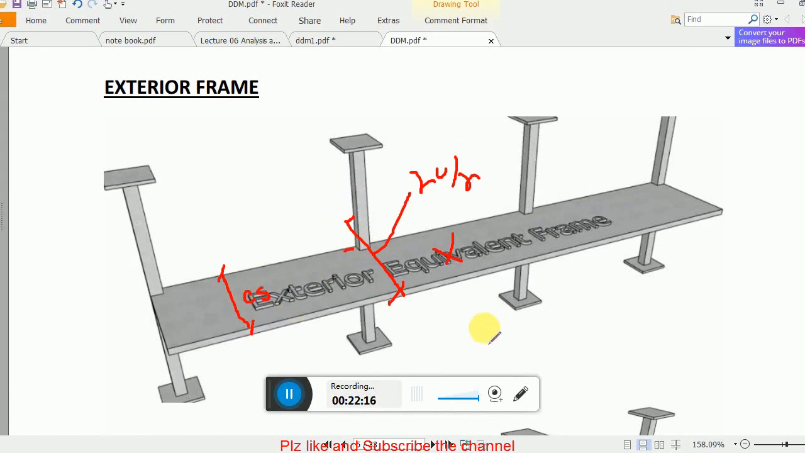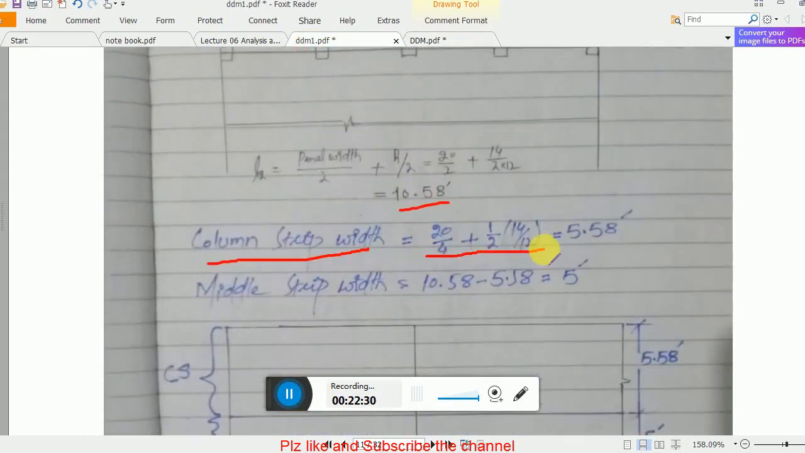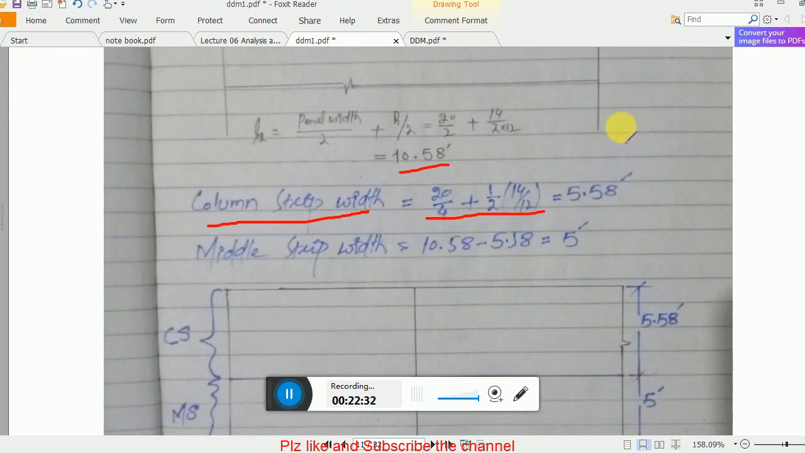Now the column strip width is what? Column strip width is L2 plus the half, but the minimum of L2 or the minimum of L1, remember. And you see all the calculation: column strip width is this much, and middle strip width is how much? That is your L2 minus your column strip width. So L2 minus your column strip width, that is this one, so 5 feet.